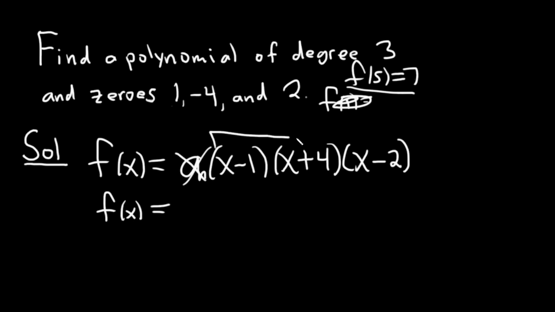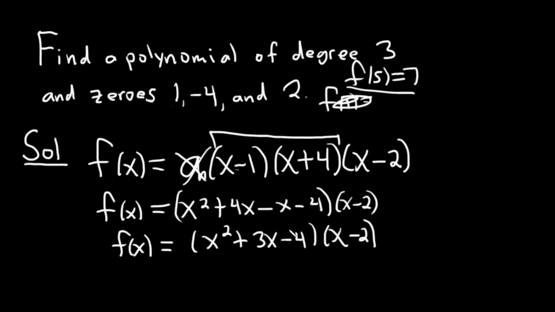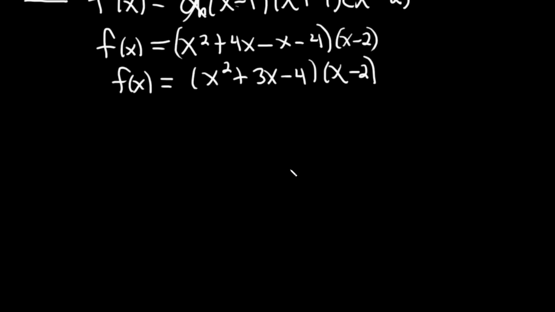So looking at these first two factors, x times x is x squared. X times 4 is 4x. Negative 1 times x is minus x, and then negative 1 times 4 is minus 4. Parentheses, and we have x minus 2. So f of x is equal to, let's clean this up, x squared plus 3x minus 4, and then times x minus 2. Let's just do the multiplication, grind it out.